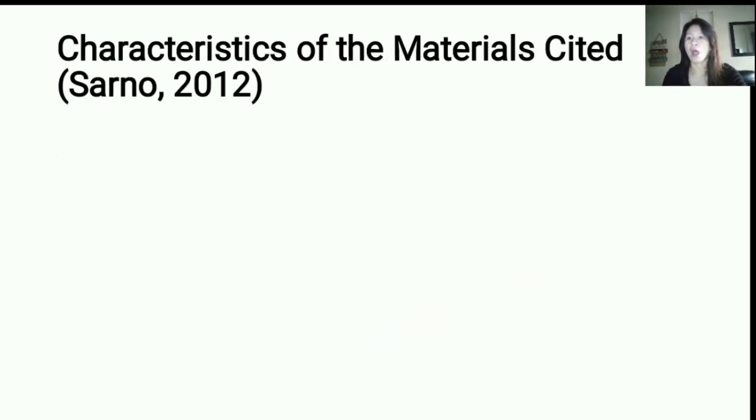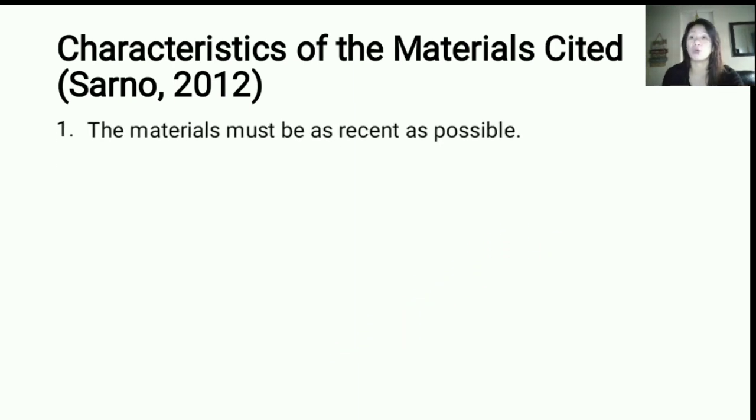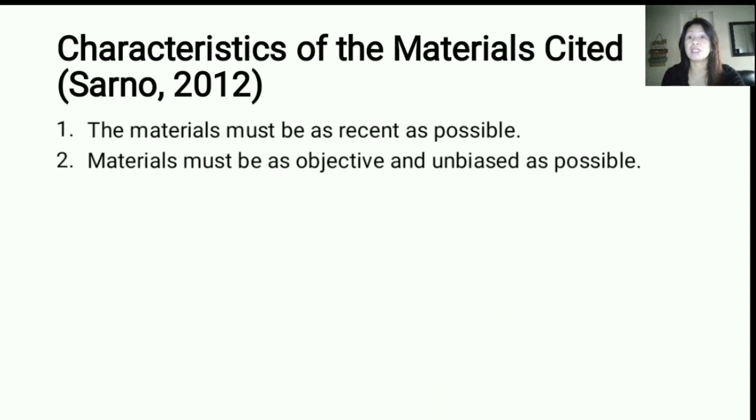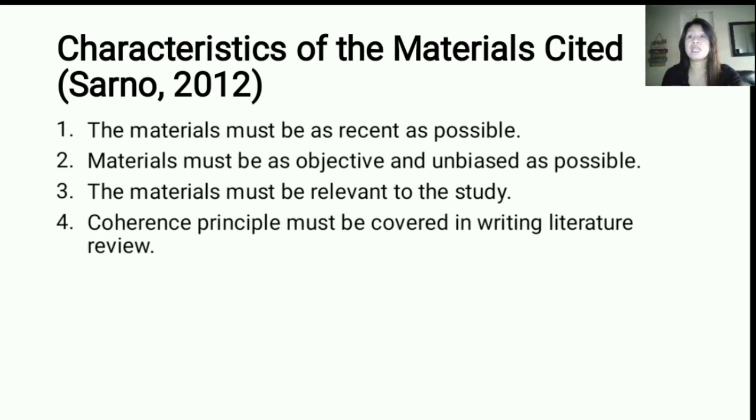Lastly, what should be the characteristics then of materials to be cited? So you should remember that, number 1, materials must be as recent as possible. 2, materials must be objective and unbiased as possible. 3, the materials must be relevant to the study. And 4, coherence principle must be covered in writing literature. Coherence means that all the information you gathered and included in your RRL are systematically and logically connected. There is also consistency in all aspects.